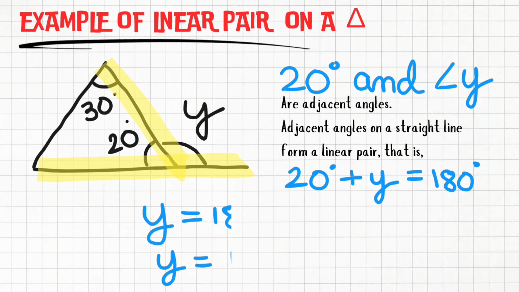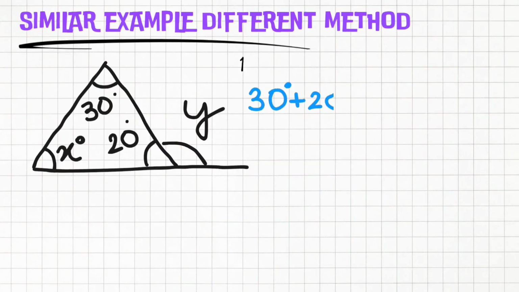Here's a similar example. I can see that 20 degrees and angle Y are adjacent angles as they are on a straight line and separated by a common arm and have a common vertex. So they are linear pairs. That means if I add 20 degrees with angle Y, it should give me 180 degrees. Hence, Y equals 180 minus 20 and Y is 160 degrees.